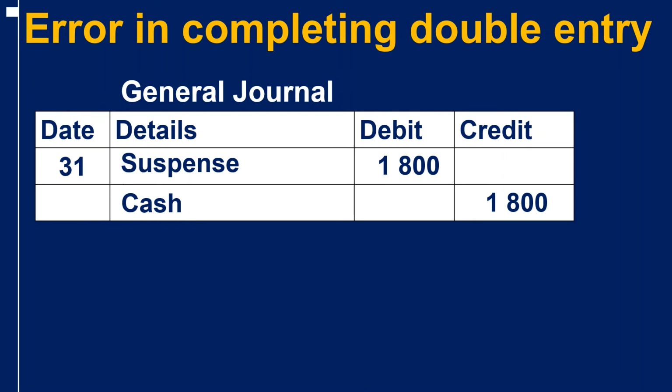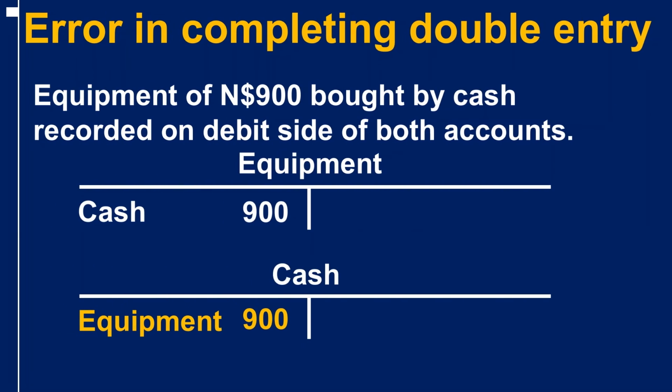This error could be corrected by crediting the cash account. The amount should be doubled when moving the amount from the wrong side to the correct side. Cash should now be credited with 1,800, while the suspense account will be debited as it is replacing the equipment account which was entered correctly.